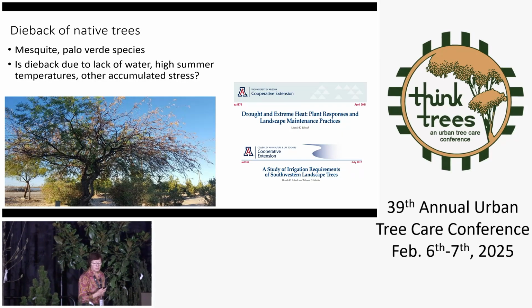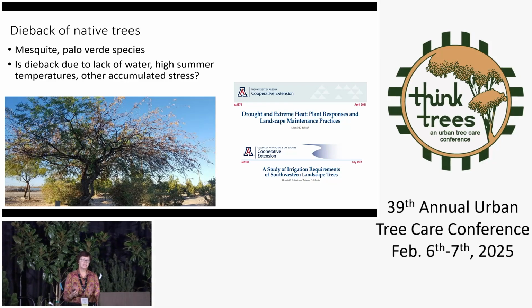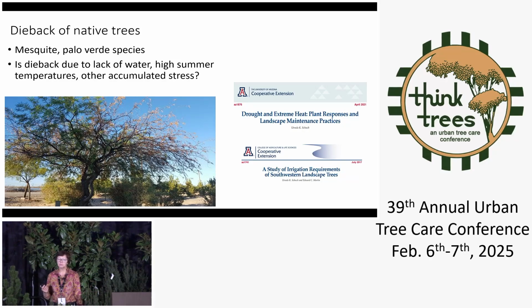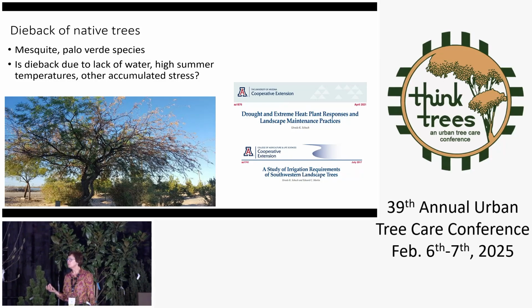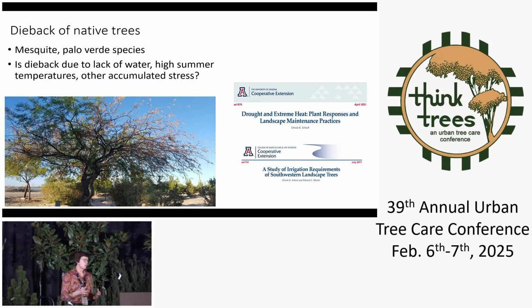I want to close by reminding you, we have seen a lot of dieback of native trees in the low desert. Some of them are irrigated, some of them are not. These include really tough trees like mesquite and Palo Verde species. The question is, why do these trees die? Is it due to lack of water, higher summer temperatures, or other accumulated stresses? We don't know the threshold temperatures, or the extent and duration of drought, that cause this. But as long as you can irrigate and have water to keep your trees well hydrated and healthy, that is great.